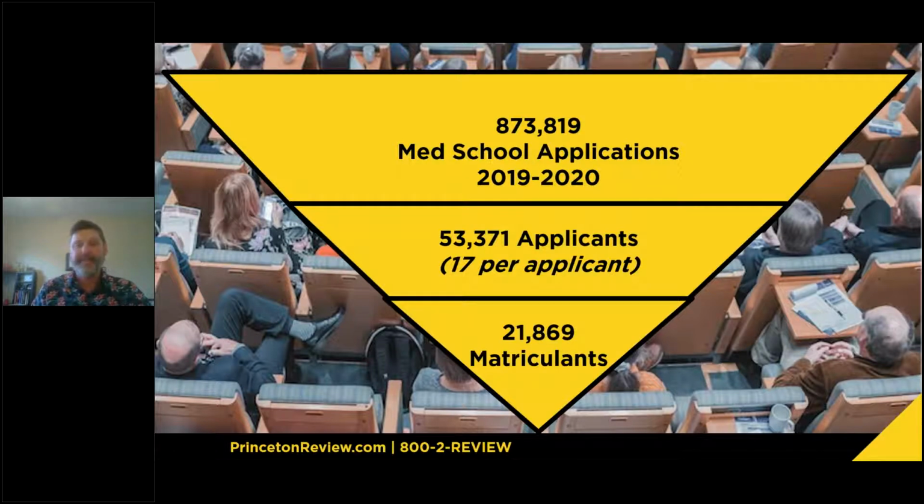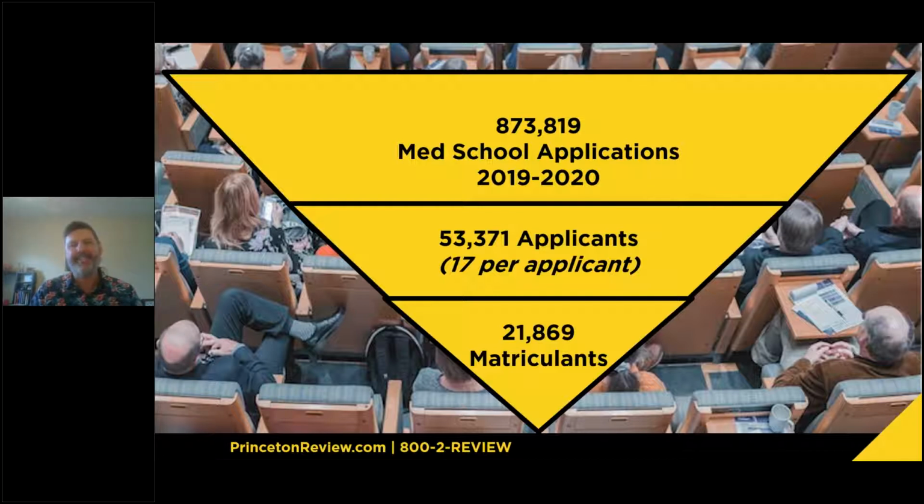Let's put that into a little bit of perspective. Getting into medical school is extremely difficult, and I know you understood that, but let's look at some hard numbers. In the 2019 to 2020 school year, 819 applications were submitted, all to AAMC member medical schools. Those were sent in by 53,371 different students. So that works out to 17 applications per student. That's how many schools everyone is applying to. And finally, in the end, only 21,869, about 22,000, ended up actually matriculating in medical school. So that's just 41% of the applicants who end up in medical school.